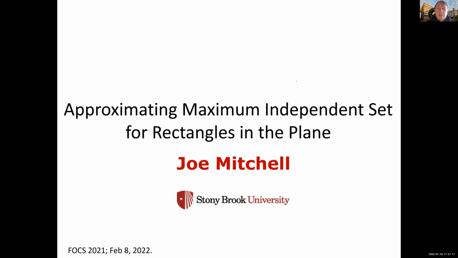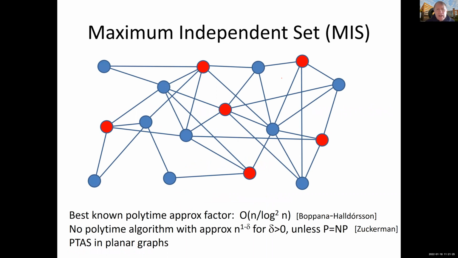I'm going to speak about approximating maximum independent set for rectangles in the plane. The maximum independent set problem in general in a graph is a notoriously hard problem, both to compute exactly and approximately. In planar graphs, there's a PTAS, but in general graphs, the best approximation factor is n over log squared n. And no polynomial time algorithm with approximation better than n to the 1 minus delta is known unless P equals NP.